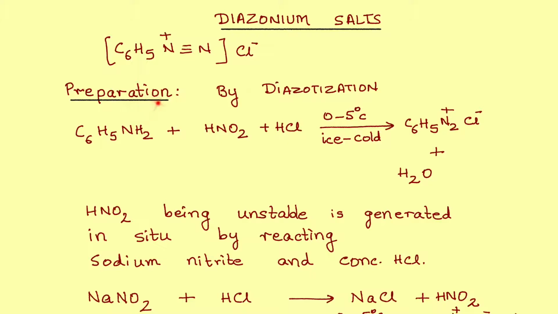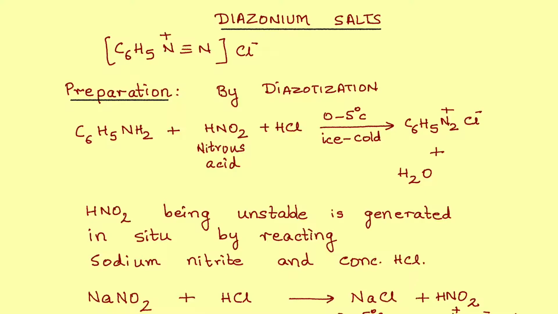I repeat, the preparation of benzene diazonium chloride or benzene diazonium any other ion. So for example, bisulfate, nitrite. So how do we prepare this? To make things simple, we are going to concentrate on benzene diazonium chloride in this lesson. We prepare it by diazotization. So what is diazotization? You treat aniline with nitrous acid, HNO2, and concentrated HCl.